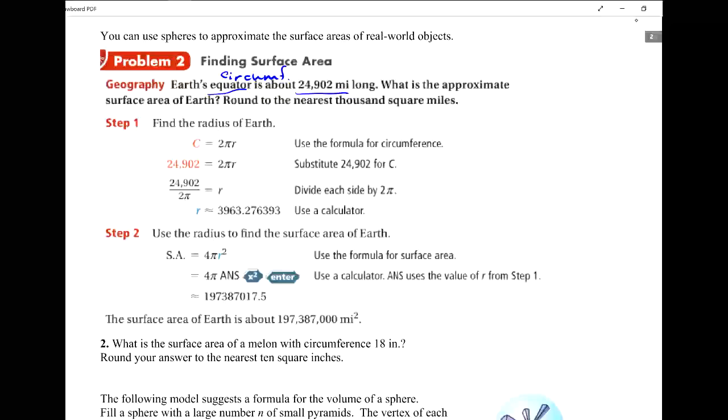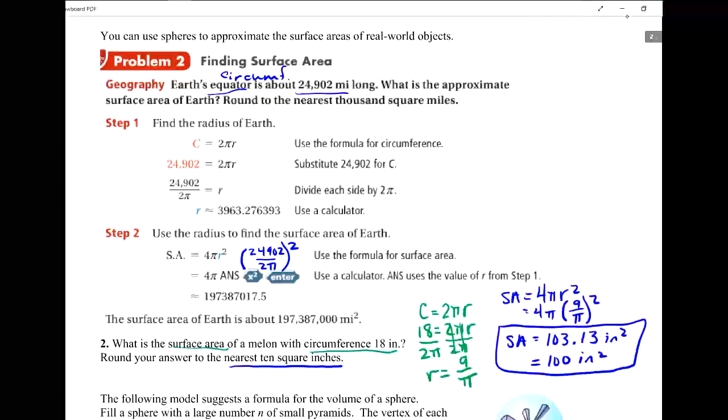Now we can use a calculator to get a decimal, but this is going to be a really long decimal, and we like to round at the end. So for our r squared, we could put in parentheses 24902 divided by 2 pi, and then we could simply square that. Make sure you use your parentheses so that our calculator would get that irrational number correct. All right. Pause the video. Do the next example.